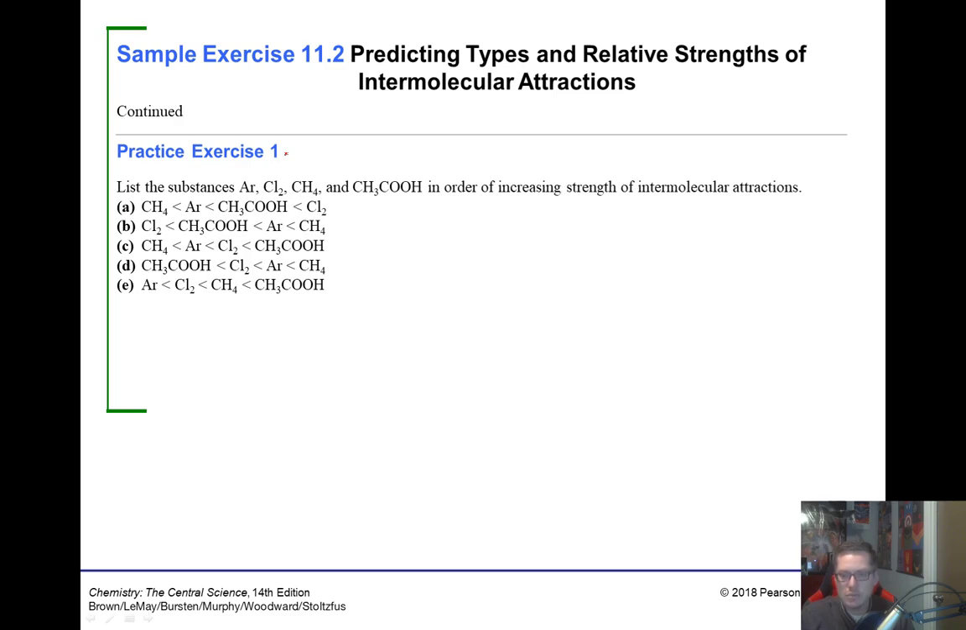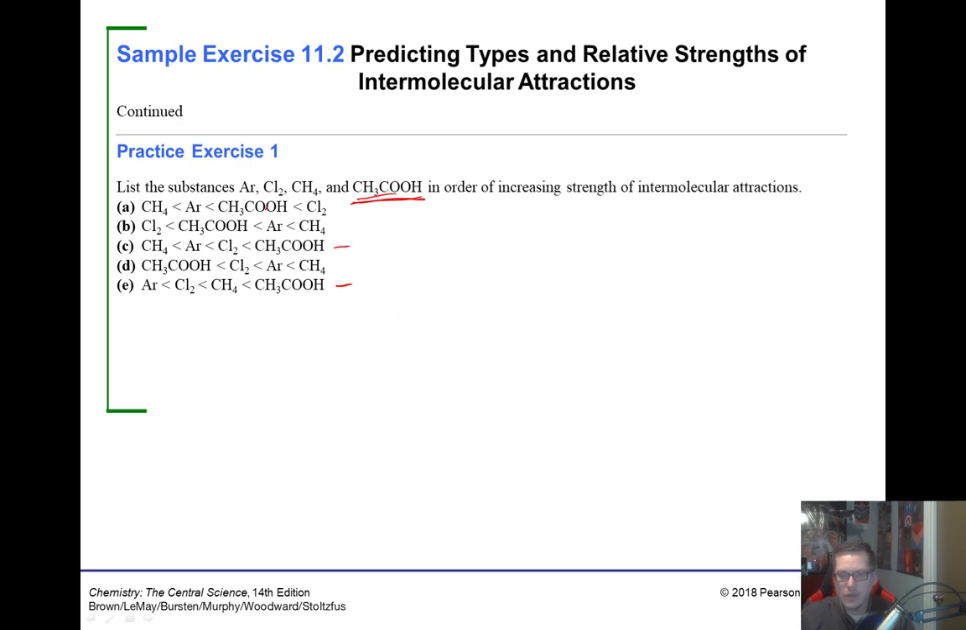Next one was hydrogen bonding. Which of these could exhibit hydrogen bonding? Well, the only one that could is acetic acid. So it has to be the strongest. So it's either C or E. Either of these would have to be the right answer, because acetic acid is going to have the strongest intermolecular forces.